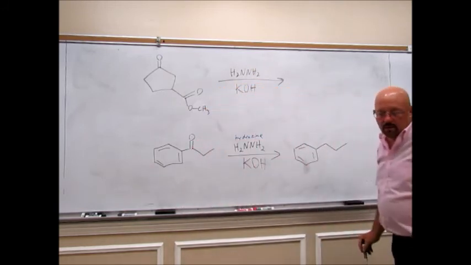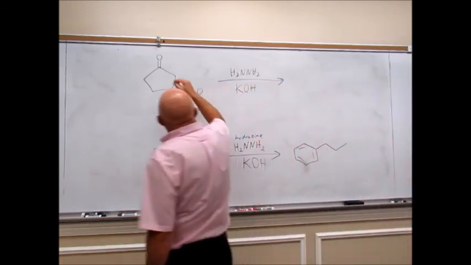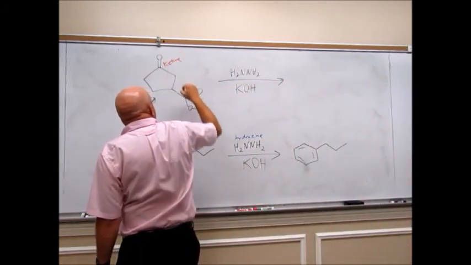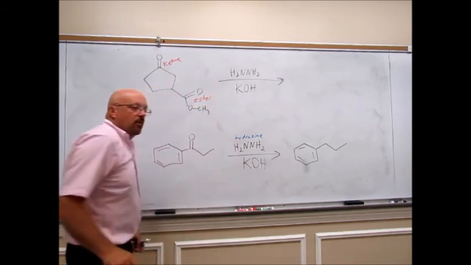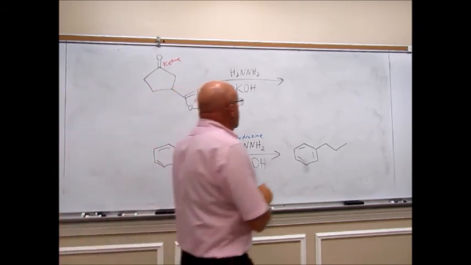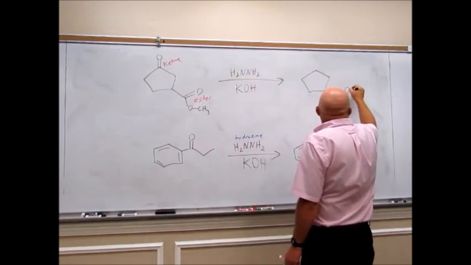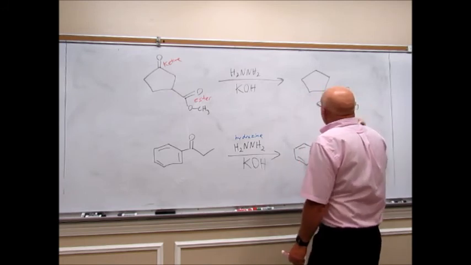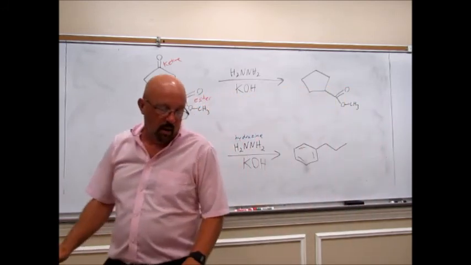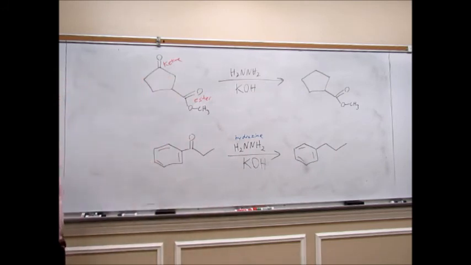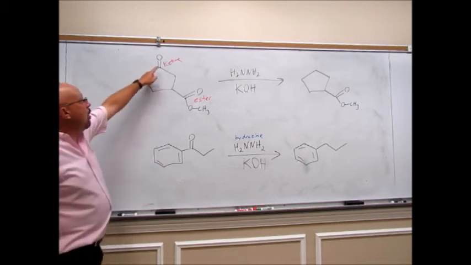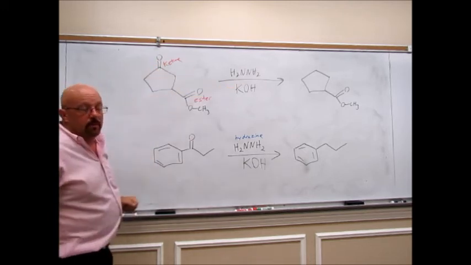Okay, if you look at this one, examine what we have. We've got a ketone here, and we have an ester. Well, esters don't work, but the ketone will. So the ketone gets reduced, but the ester stays the same. And there's our product. So we don't touch anything except aldehydes and ketones. That's the only thing that the Wolff-Kishner or the Clemmensen will work with. So that carbonyl gets reduced down to a CH2 group.